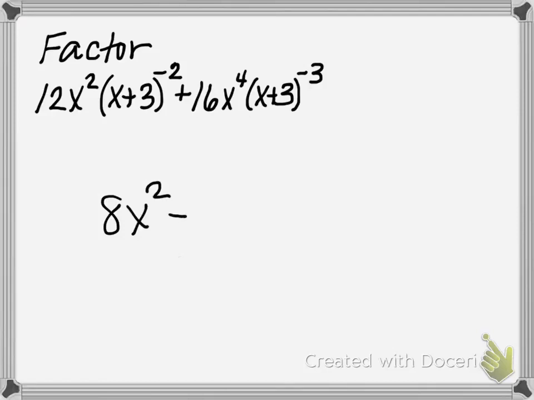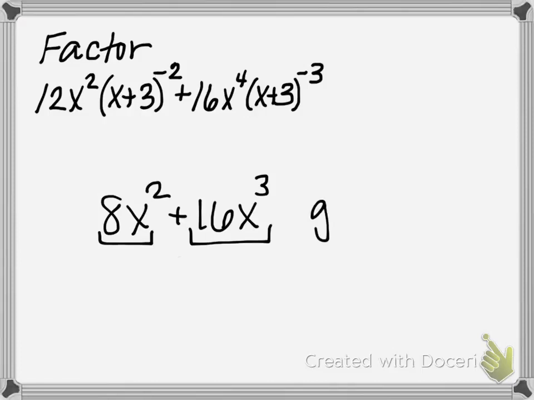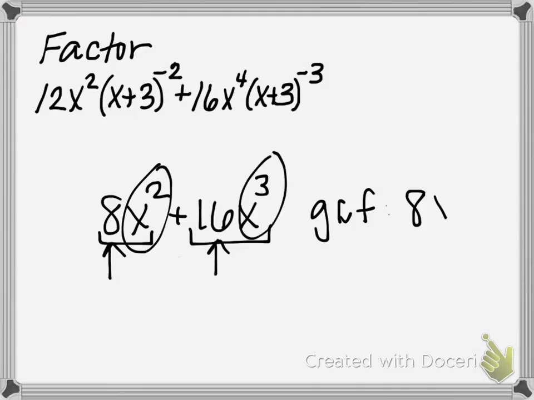So let's say I gave you 8x squared plus 16x cubed, and I asked you to factor this expression. It's important to remember that this expression has two terms, and we want to start by determining what the greatest common factor is between these two terms. So the 8 and the 16 are my leading coefficients, and the greatest common factor between 8 and 16 would be 8. And then we have the x squared and the x cubed, and we know that the greatest common factor between those two pieces would be the x squared.